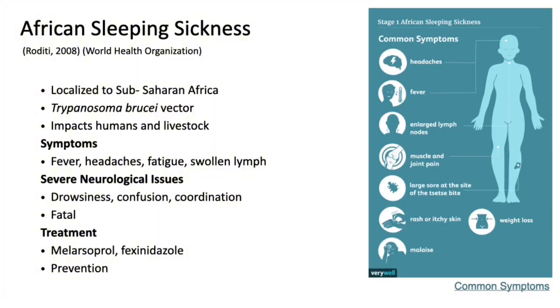Some treatment would include medications such as melarsoprol and fexinidazole. But the best thing we can do for this is prevention, which would include the incorporation of bed nets while sleeping, wearing thick clothing to protect our arms and legs, and also some insecticide to spray around the area.